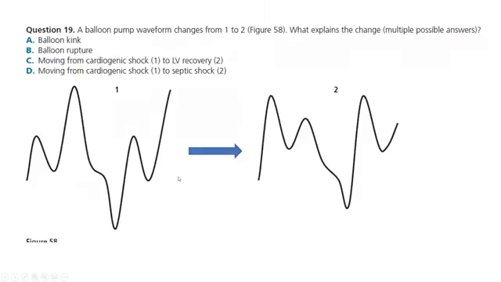This is an example of troubleshooting that I actually had on my interventional cardiology board. So they really want you to understand those waveforms. So this is a balloon pump waveform that is changing from 1 to 2. And I have it in my book, figure 58. What explains the change of that waveform from 1 to 2? Balloon kink, balloon rupture, moving from cardiogenic shock to left ventricular recovery, or moving from cardiogenic shock to septic shock. Try to think about it for a little bit.